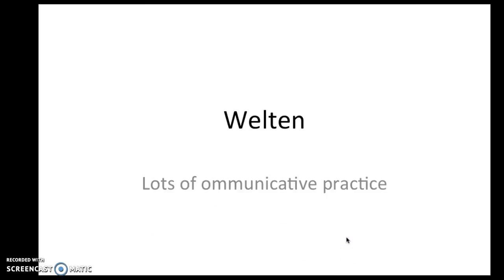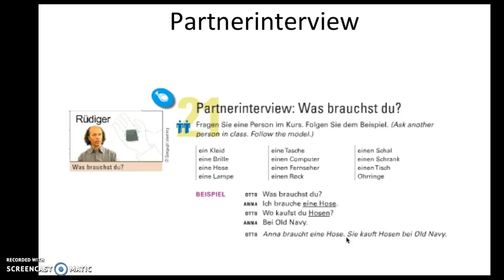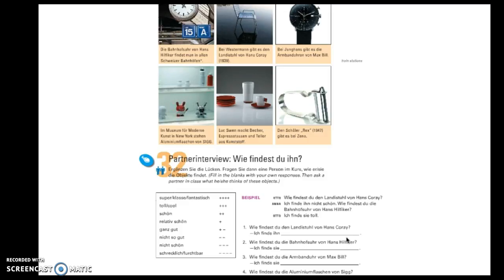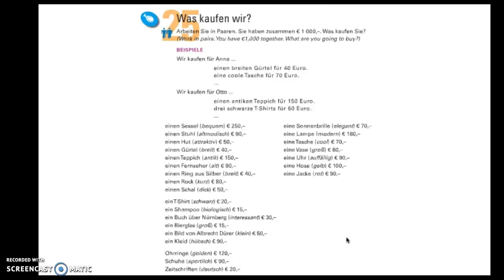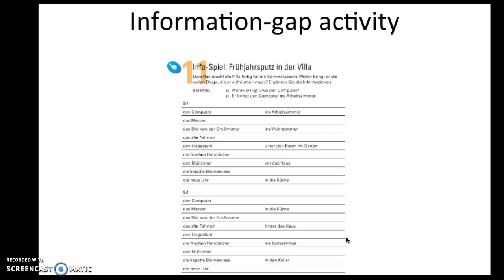We still have lots of communicative practice, like this, the partner interview, where you go through first, second, and third person. We try to do a lot of things that have cultural interest. Here's an activity for partners to spend money on things. We have information gap activity, we call it Infospiel, where partners give each other missing information.